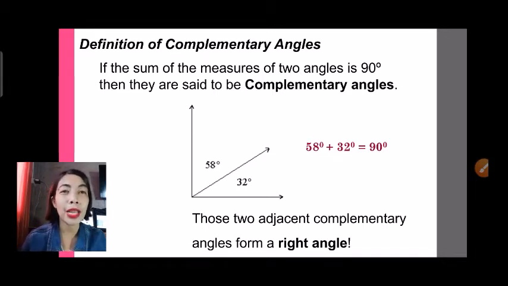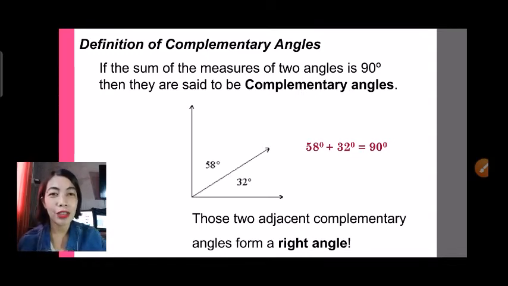Those two adjacent complementary angles form a right angle. Ito nga pala yung dapat natin tandaan sa complementary angles. Pwede silang adjacent, pwede silang non-adjacent. Pwedeng magkatabi, pwedeng magkahiwalay. Basta ang mahalaga, ang sum ng kanilang angles or ng two angles ay 90 degrees. At kapag sila ay magkatabi or adjacent, they share a common vertex and a common ray, nakakabuo tayo ng right angle because the measure of a right angle is 90 degrees. Okay? So, pag pinagtabi mo yung dalawang complementary na magkahiwalay, makakabuo ka pa rin ng 90 degrees.